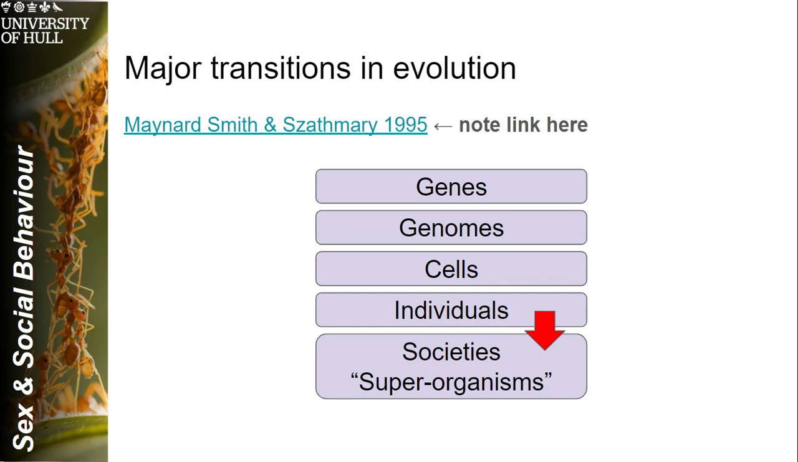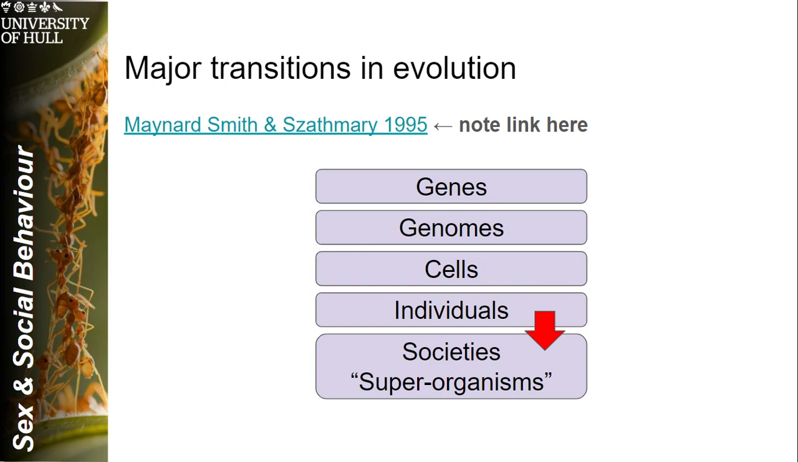So John Maynard Smith, a very famous biologist, and Szathmáry categorized the major transitions in evolution, talking about great tipping points in evolutionary history. They identified the transition from genes to genomes, kind of collections of genes, from genomes to cells, from cells to multicellular individuals, and then from individuals to societies, which they say function kind of like superorganisms. At each step you have an extra level of selection at the level of the new unit of replication.